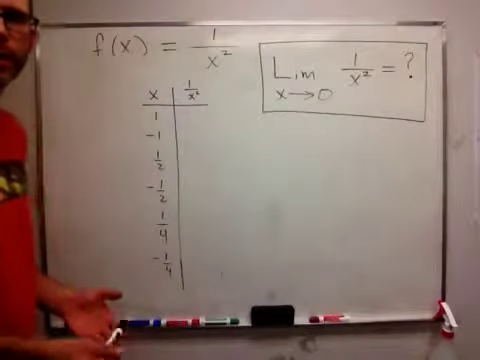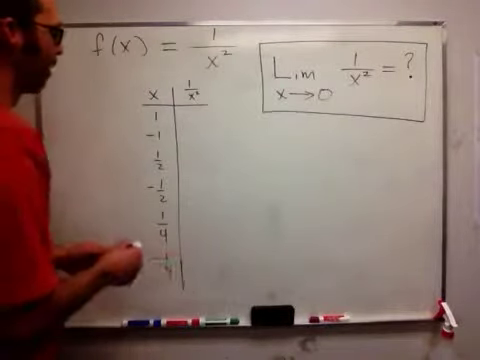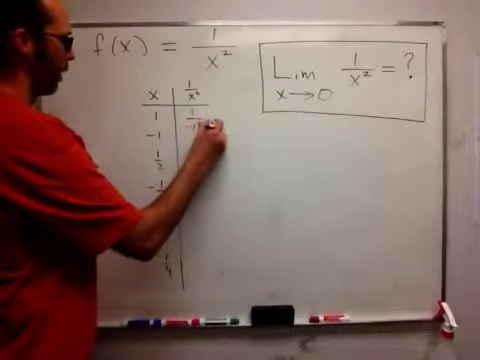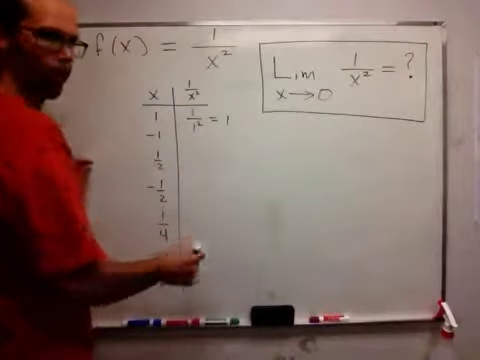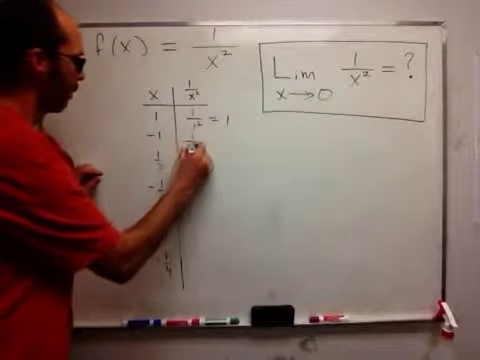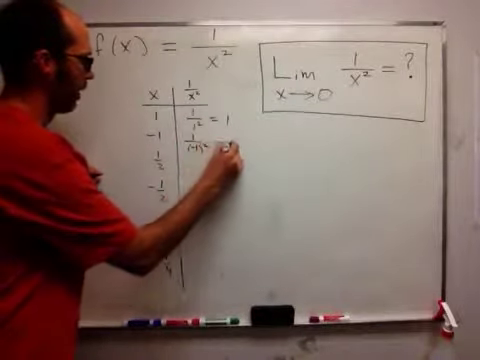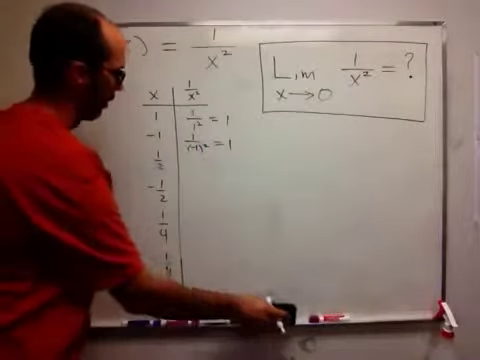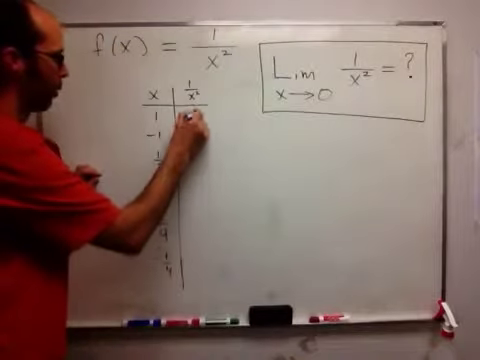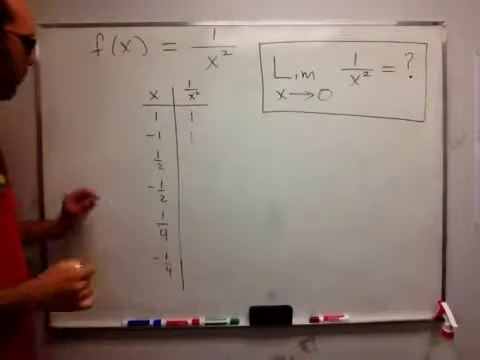Okay, so let's think about what is f of 1. f of 1 is going to be 1 over 1 squared. We all know that's 1. f of negative 1 is 1 over negative 1 squared, again 1. So let me give myself a little more room here, put a 1 and a 1.